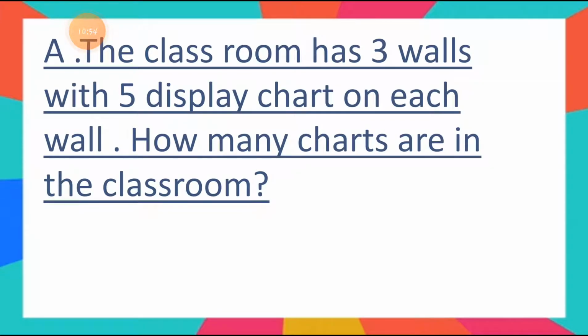So let's start. Here is question number A, sum number A. We have to read it very carefully first. So let's read the question first. This question is from the textbook, sum number A. The classroom has 3 walls with 5 display charts on each wall. So what does it mean? There are 3 walls in the classroom and each wall has 5 chart papers.